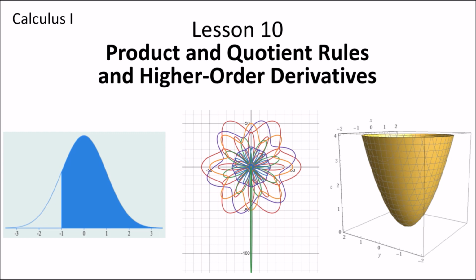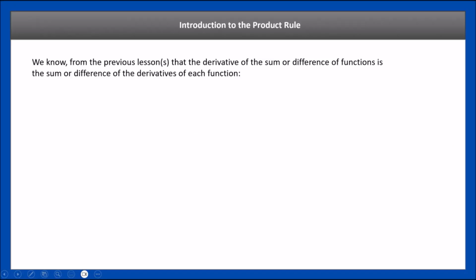So we're looking at lesson 10, product and quotient rules and higher order derivatives. In the previous lesson, 9, we looked at basic rules for derivatives. So we looked at some shortcuts. We're slowly building up our repertoire of tools, of rules for derivatives without having to rely on the limit definition, right? So we're going to look at how to do products and quotients. So how do we do that?